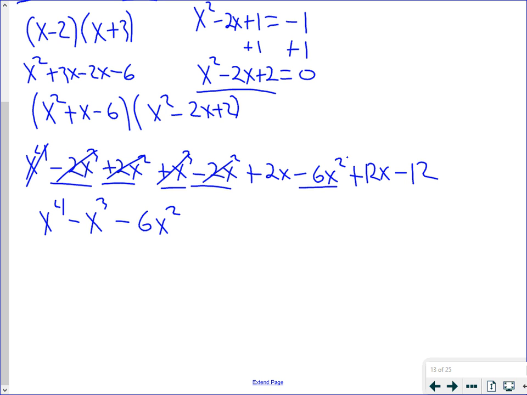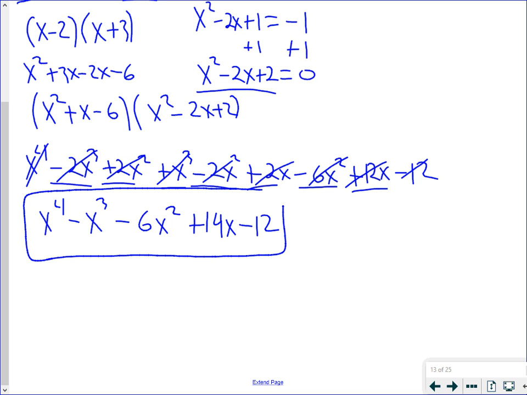So -x squared. Next, I have 2x and positive 12x. That adds up to 14x. And lastly, I have that -12. I can just bring it down. So that's my standard form of the polynomial for number 3.